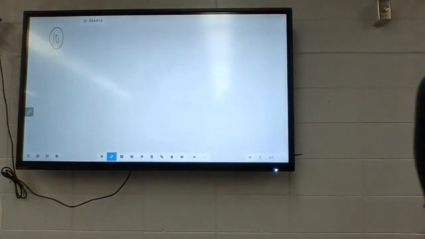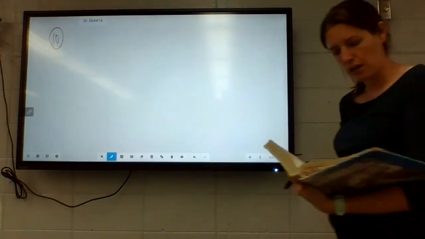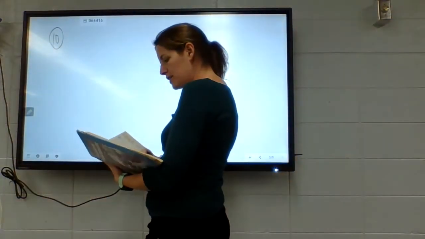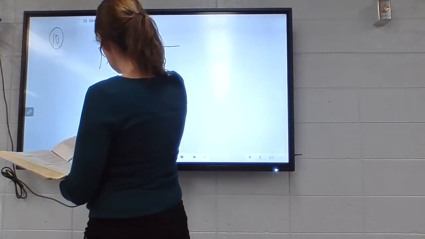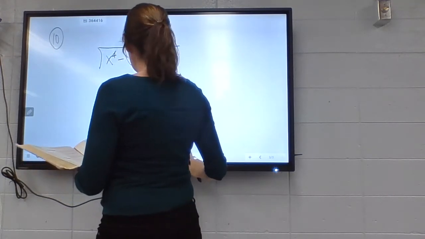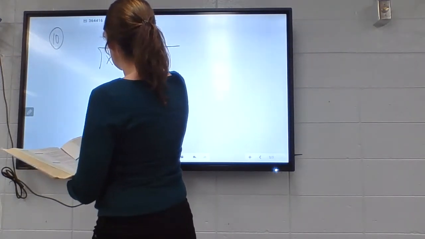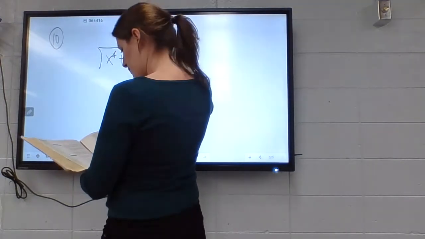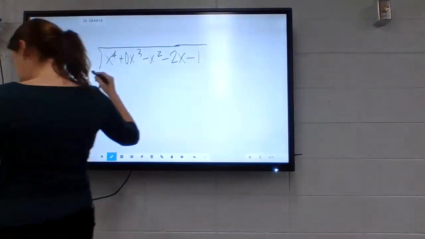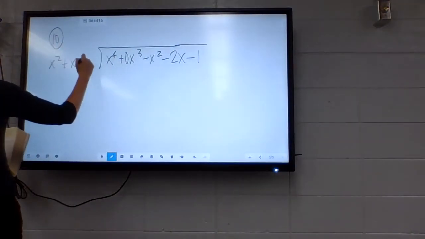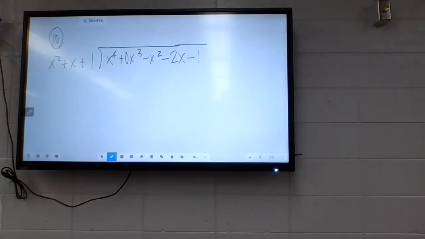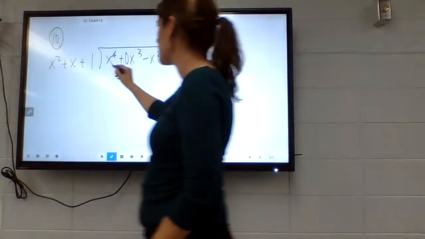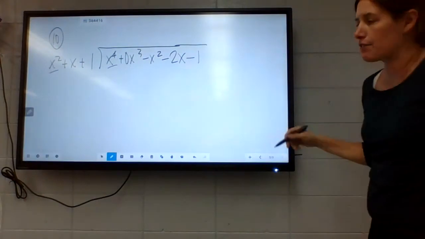Number 10 asked us to show that x to the second plus x plus 1 is a factor of this. We're going to talk about this more in the next few days. Again, I'm going to put in zeros where there's not something. To show it's a factor, that means it divides in evenly. There's no remainder then. So as I'm dividing this, I'm hoping there's not going to be a remainder. As long as I do my math correctly, it should work. Otherwise, it's not a factor.